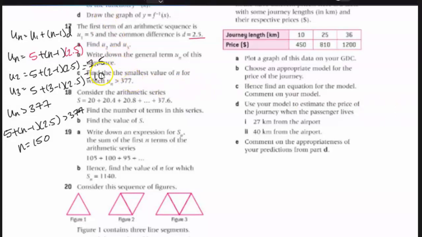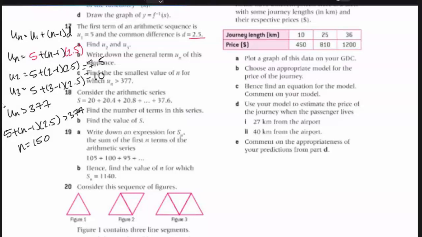And that is 17. 18, consider the arithmetic series. Remember, sequences are the lists. Series are where you add them together. So usually represented by capital S, and sequences are usually represented by the u. 20 plus 20.4 plus 20.8, so on and so forth. Find the number of terms in this series. Find the value of S.